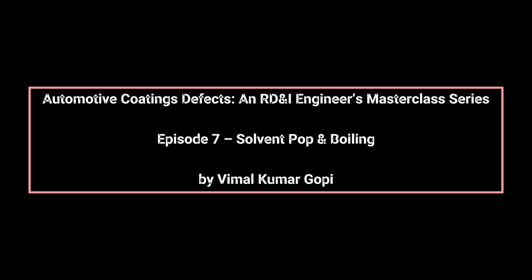they continue to absorb thermal energy during flash-off or oven ramp-up. As temperature rises, vapor pressure inside the film increases. Once this internal pressure exceeds the mechanical strength of the partially cured surface, the vapor escapes explosively, rupturing the film and creating solvent pop. Film build plays a decisive role because thicker films dramatically increase diffusion path length for solvents.